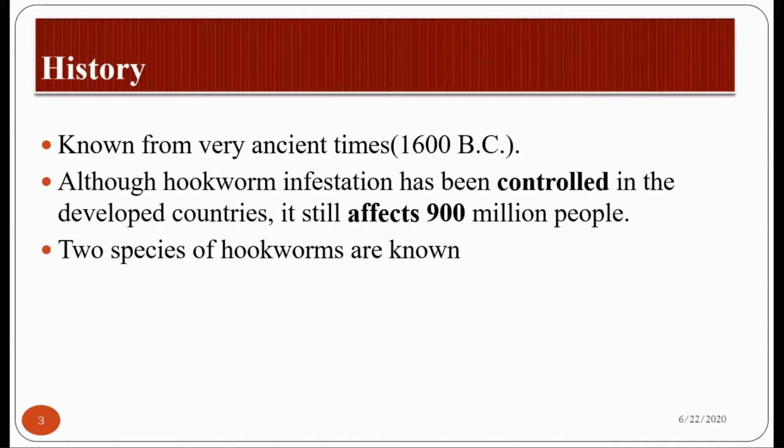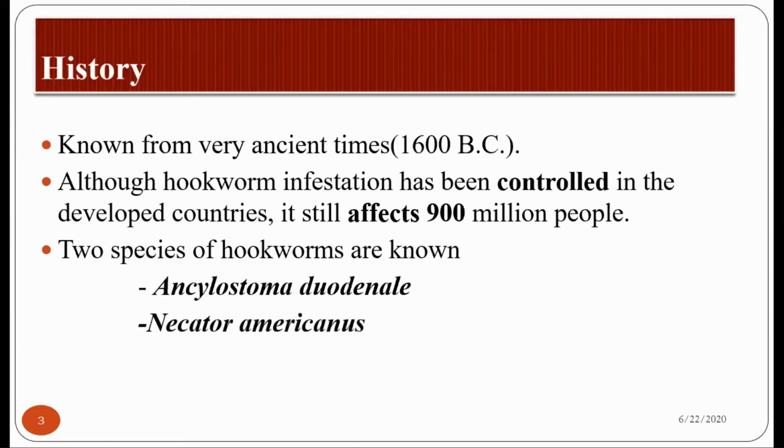There are two different species of hookworms which are pathogenic to human beings. They are Ancylostoma duodenale and Necator americanus. Other hookworm species are also there which are not pathogenic to human beings. Those human non-pathogenic species are Ancylostoma braziliense, Ancylostoma caninum, and Ancylostoma ceylanicum. In today's class, we are going to discuss only human pathogenic hookworms, that is Ancylostoma duodenale and Necator americanus.